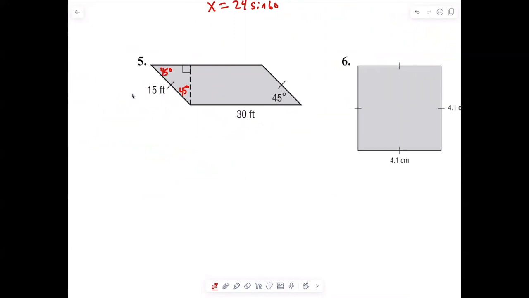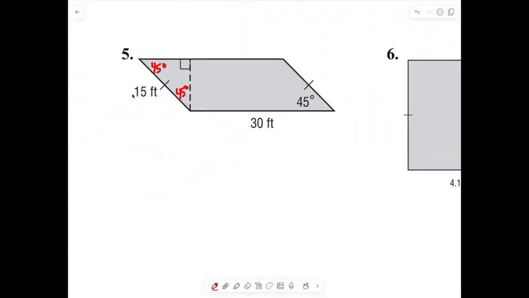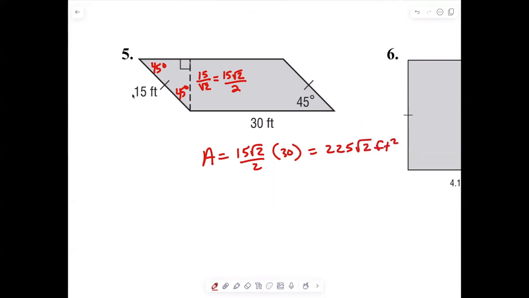So to get to the leg, what do we do? Radical 2. Divide by that. That's right. We're getting smaller, so we divide by radical 2. So this would be 15 radical 2. And if we rationalize it, it would be 15 radical 2 over what? 2. Over 2. All right. So now our area is simply 15 radical 2 over 2 times 30. And I think that's 225 radical 2 square feet.